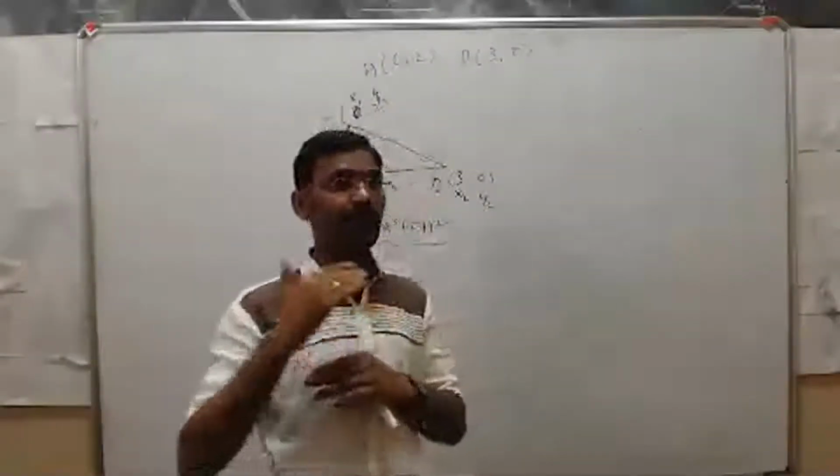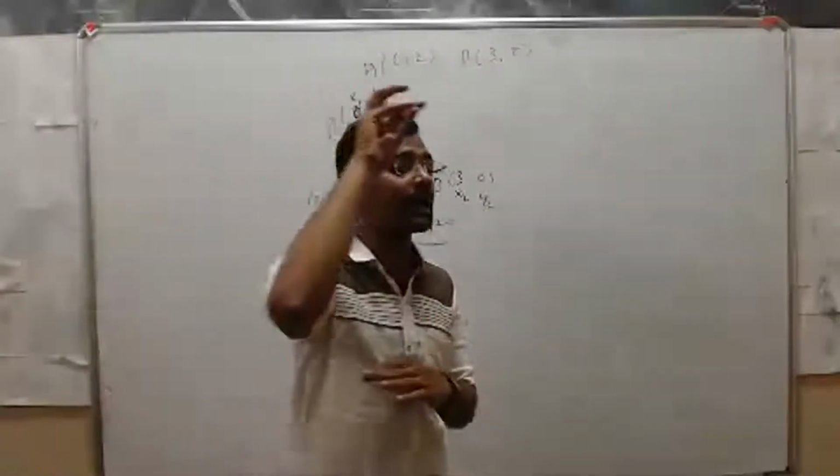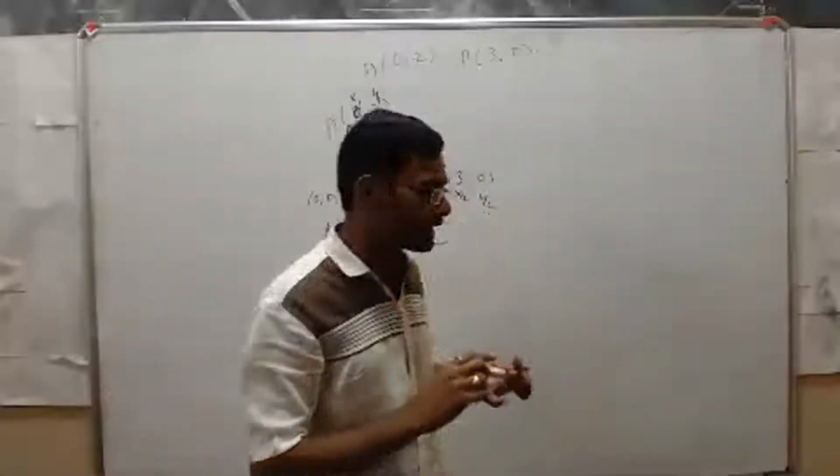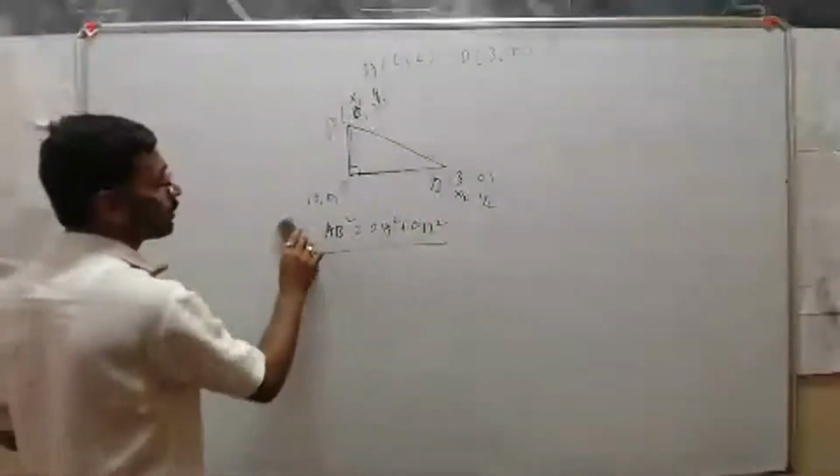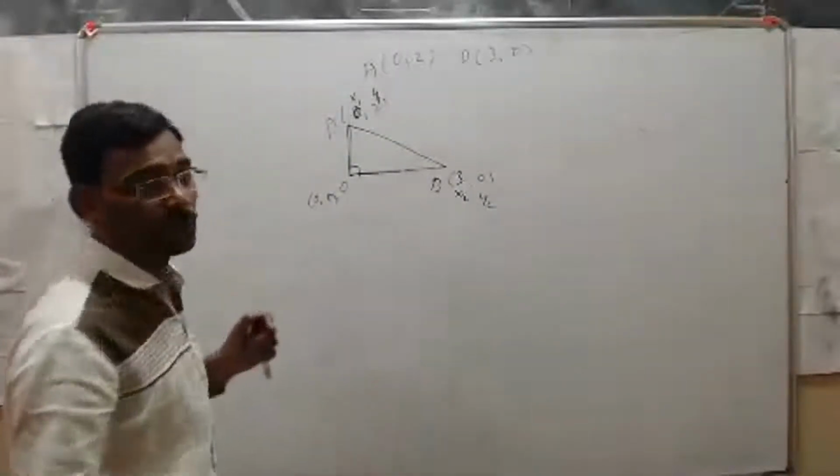We can find the distance between any 2 points on the Cartesian plane. One formula is there. That formula is called the distance formula. One of the important formulas. This is a very important formula, the distance formula.